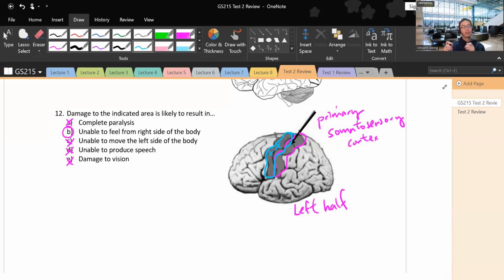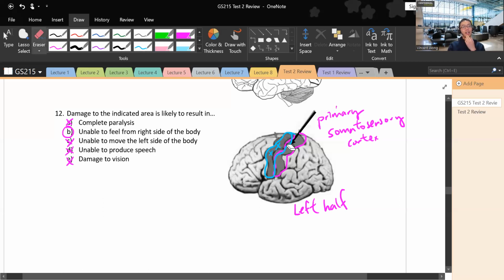Professor, thank you. How can we know specifically? Oh yeah, you won't have to. I won't test you on that on the test. But there is a picture in the PowerPoint that shows which part corresponds to what part of the body. You don't have to memorize that for the test.